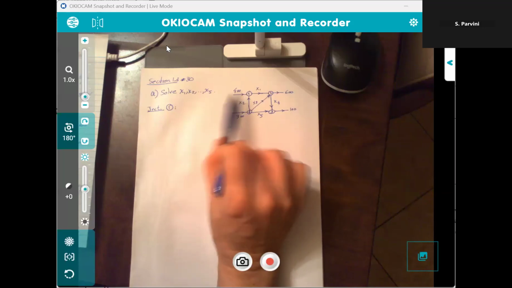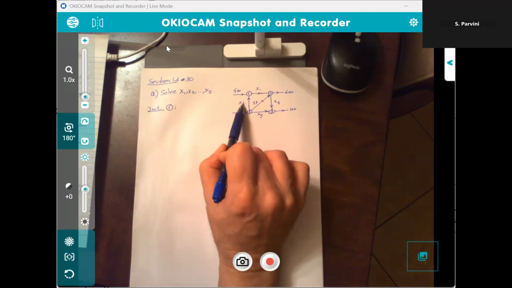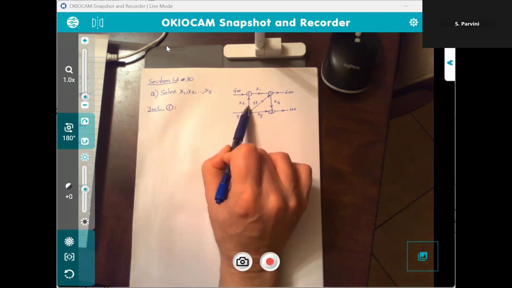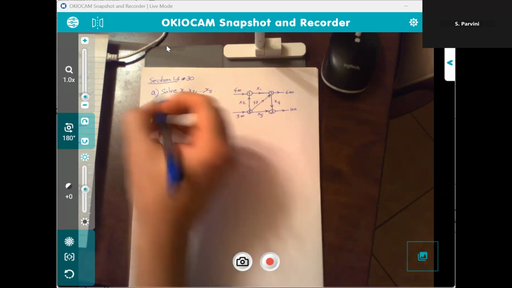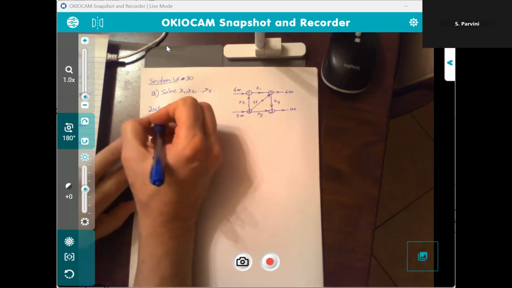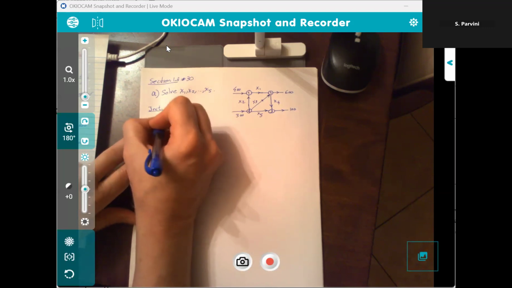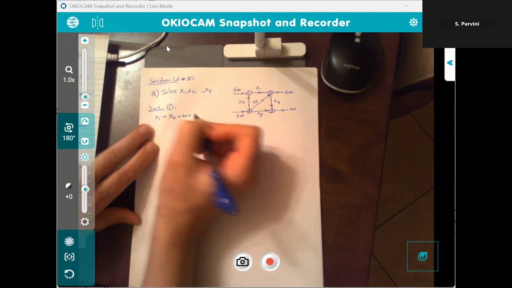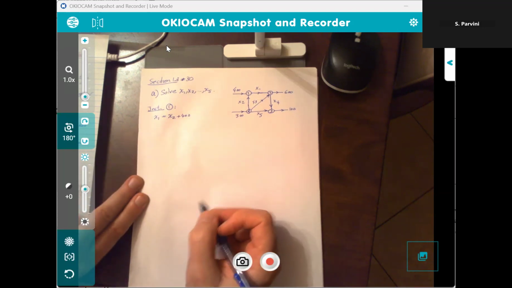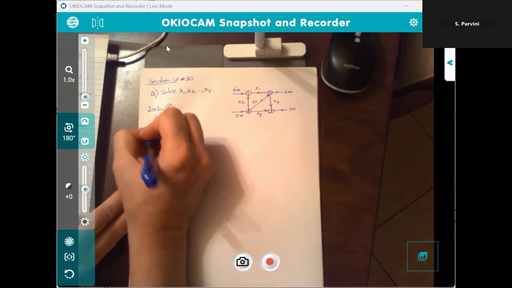So in junction 1, you got 400 going in from the left, from the west, x sub 2, however many coming from the south, the x2 enter and x1 leaves. So let's do that. I'm going to write x sub 1 is equal to x sub 2 plus 400. Thank you. How about junction 2?